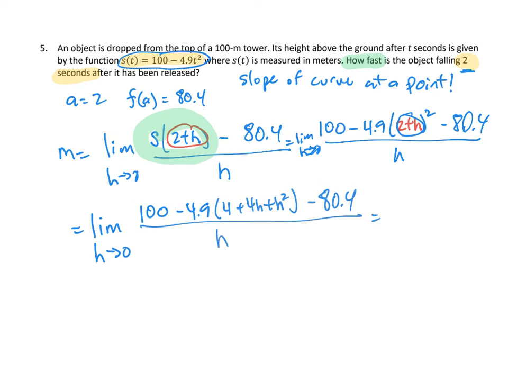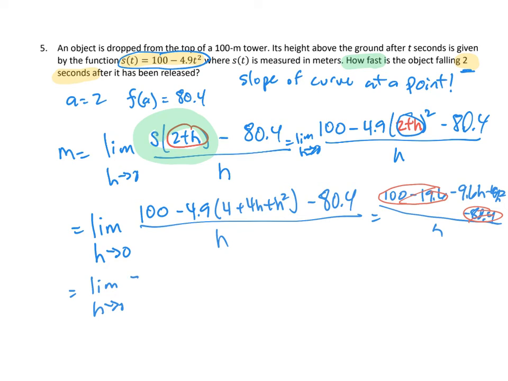And then I'm going to distribute the negative 4.9, so that's 100 minus 19.6h minus 4.9h squared, minus 80.4 over h. Sorry about that. The good news is the stuff that I missed here on the end is going to cross out. This makes 80.4, and this is 80.4, so those are gone. And then I can rewrite this, hopefully in the amount of space I have left.